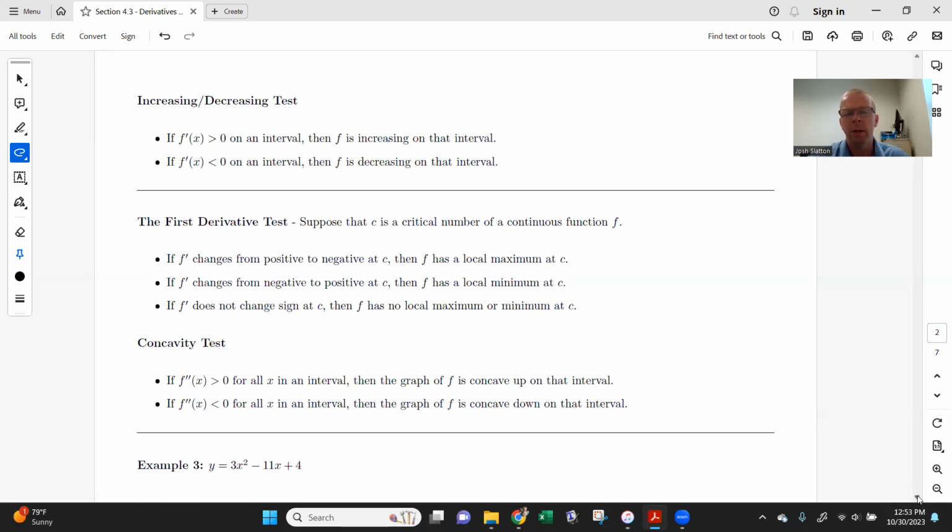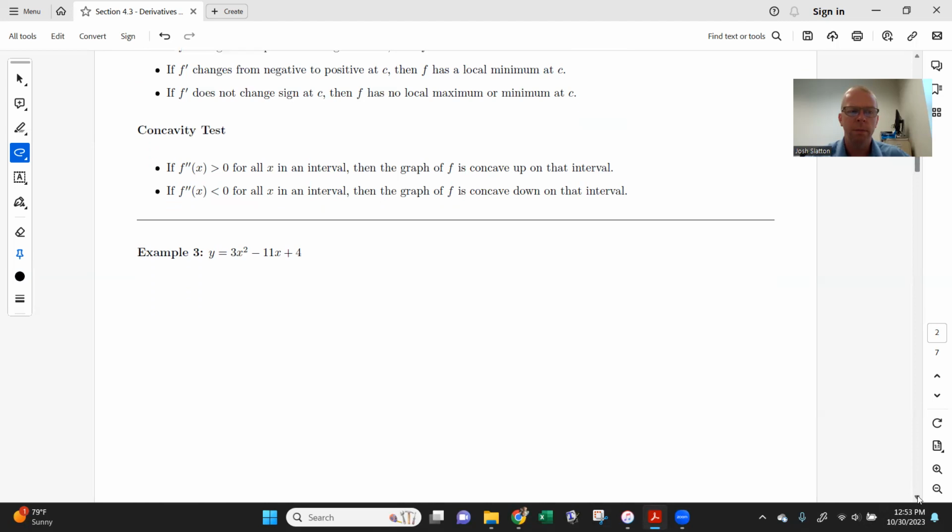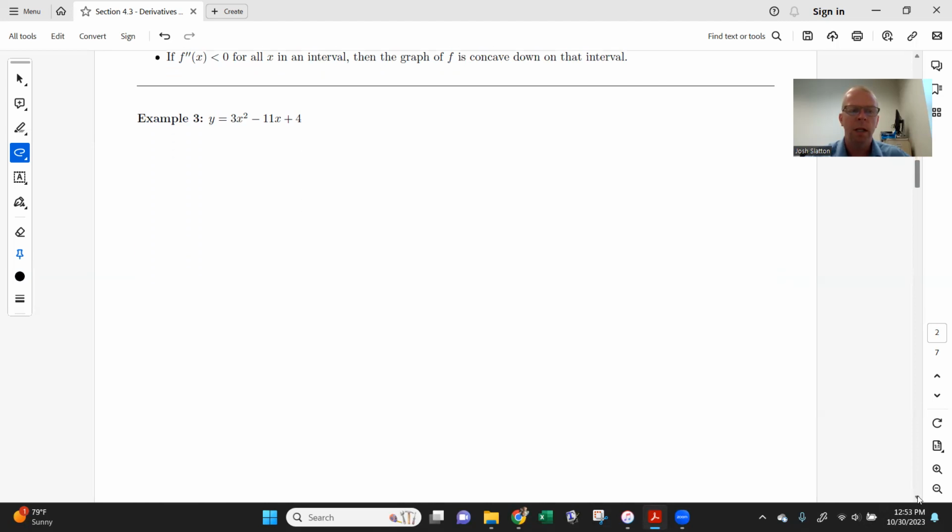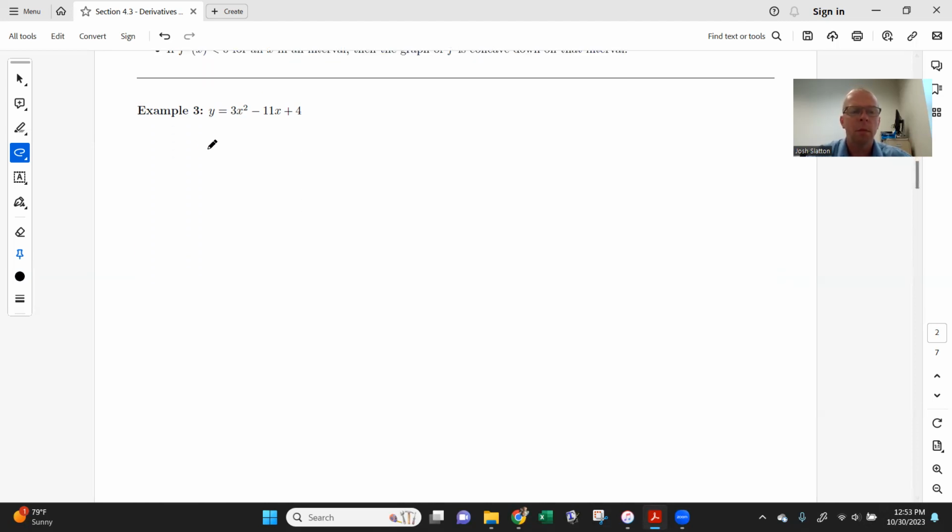We're going to find where it's increasing, decreasing, max and the min. We're going to find where it's concave up, concave down, and then we're going to find the inflection points. So let's look at this first one. So if we take the first derivative, we just have 6x minus 11, set it equal to 0, and x is 11 over 6.